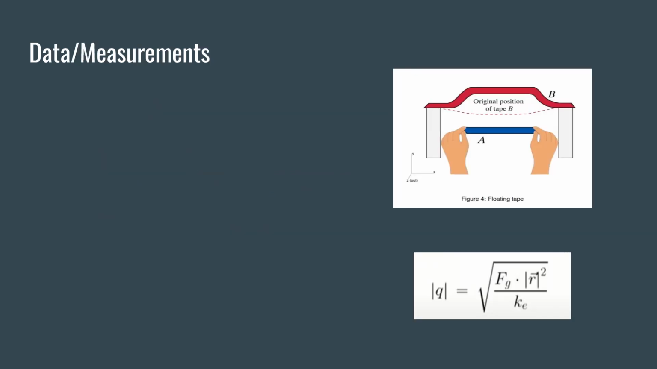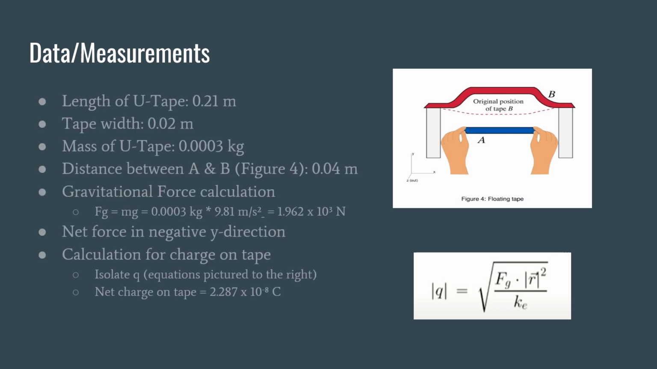For data and measurements, the length of the U-tape was 0.21 meters, our tape width was 0.02 meters, and the mass of the U-tape was 0.0003 kilograms. The distance between A and B, as you can see in figure 4, was 0.04 meters. And then we had to calculate the gravitational force, which was mass times the gravitational pull, as you can see there. The net force for this experiment was in the negative y direction.